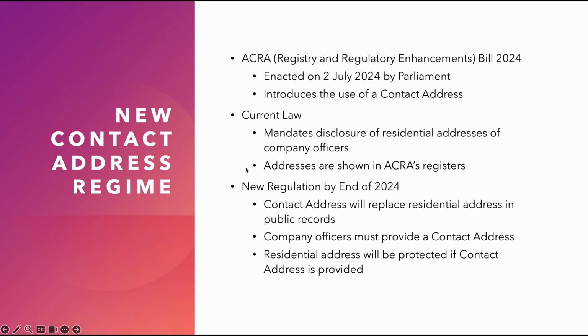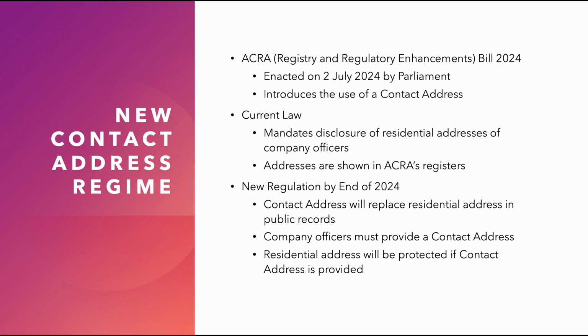There were some amendments, and this was in a bill that was enacted on the 2nd of July 2024 by Parliament, and this introduces the use of a contact address. So like I mentioned, currently the disclosure is residential address, which means that wherever you stay, you need to put your residential address, and if you don't provide an alternate address, that residential address will be shown in the registry. That means if someone does a search on your company and you are listed as one of the officers or shareholders, your residential address will pop up in the business profile.